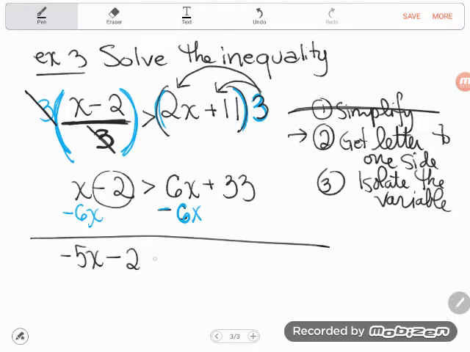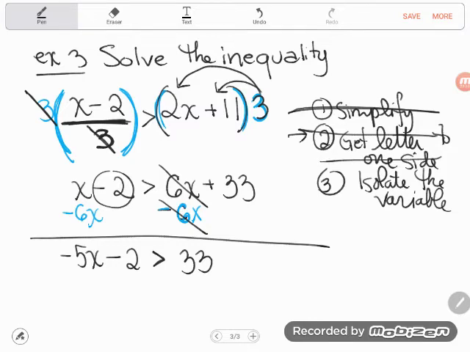That drops, and my greater than stays greater than. Okay, 6x minus 6x, that zeroes out. And so what's left on that right-hand side? Just a 33. And you can see I solved that problem of letters on both sides. Now it's time to isolate the variable.